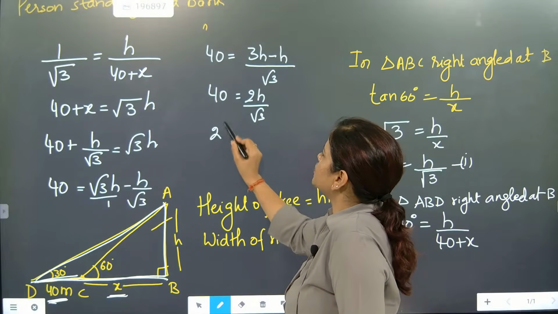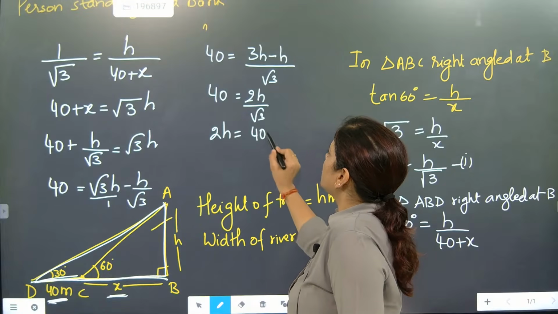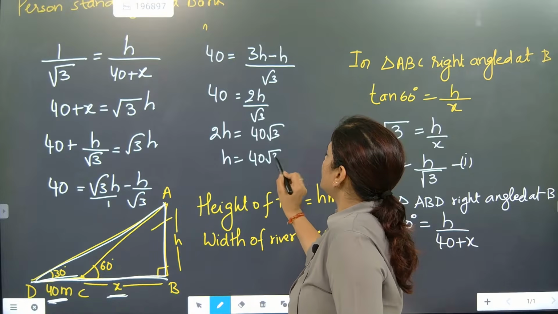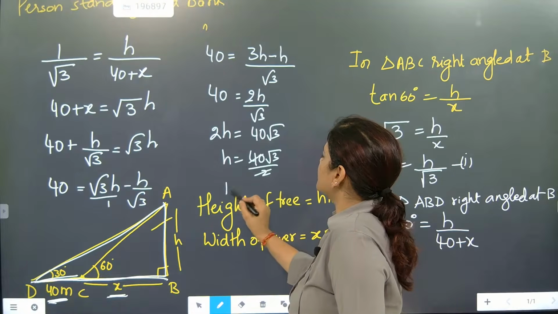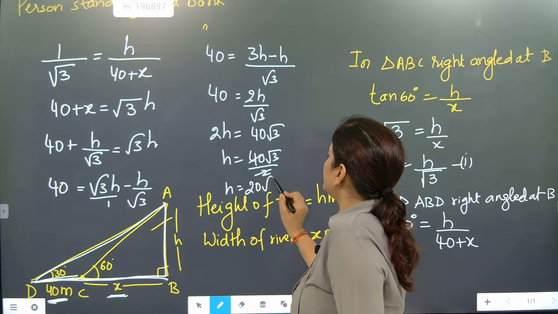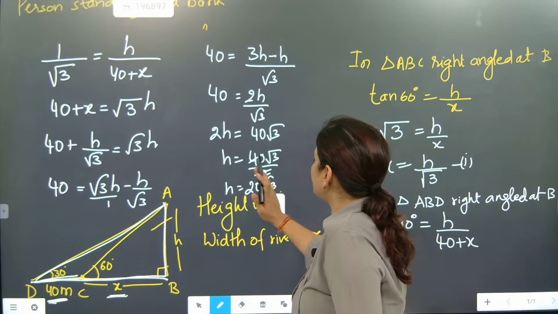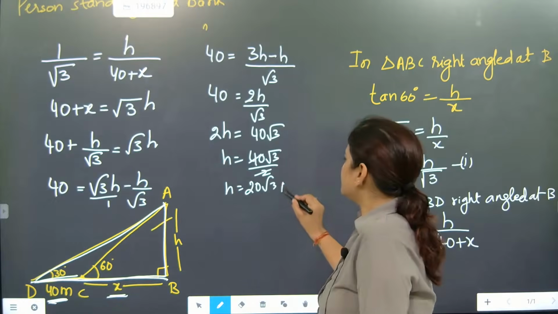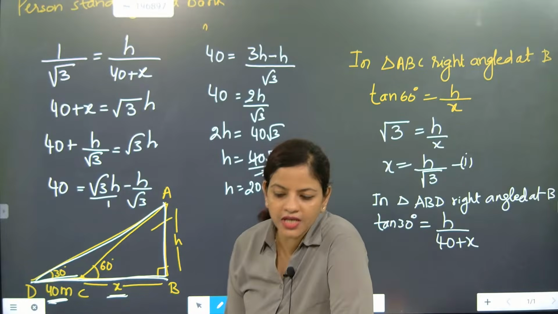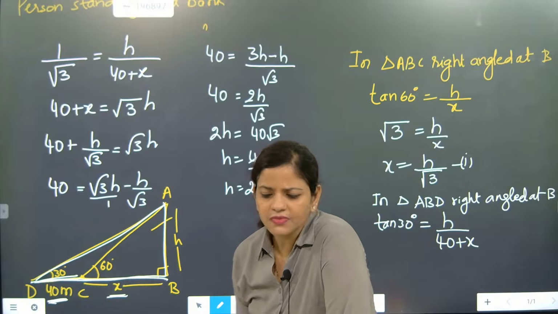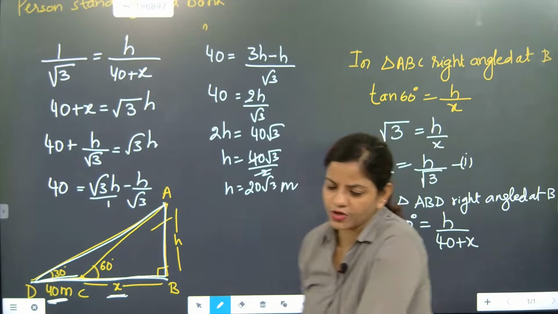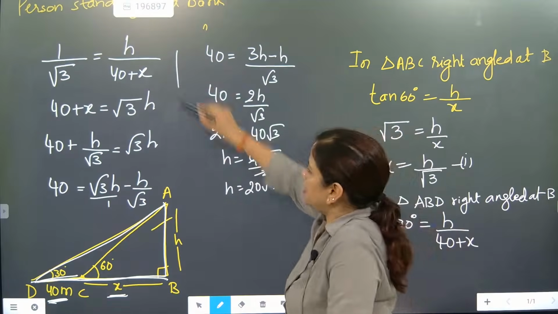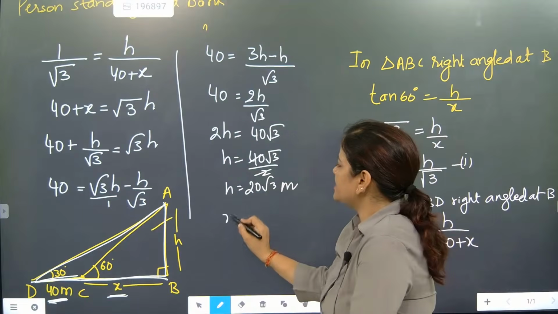So that is 2h is equal to 40 root 3. h is equal to 40 root 3 by 2. Answer is coming as 20 root 3. What is the answer, beta? 20 root 3 meter. This is the height. Yes, but I am going to explain it one more time. And once you got 20 root 3, what is x?